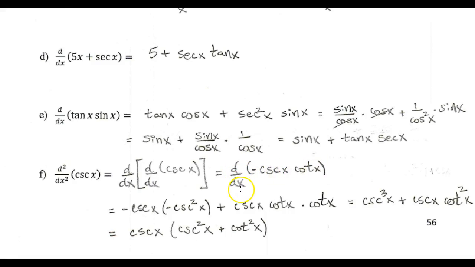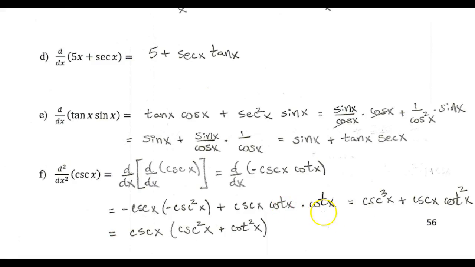Then I take the derivative of that. I now need to use a product rule. So first times the derivative of the second: minus cosecant of x times the derivative of cotangent of x, which is minus cosecant squared of x, plus the second, cotangent of x, times the derivative of the first. So the derivative of minus cosecant of x would be positive cosecant of x cotangent of x.